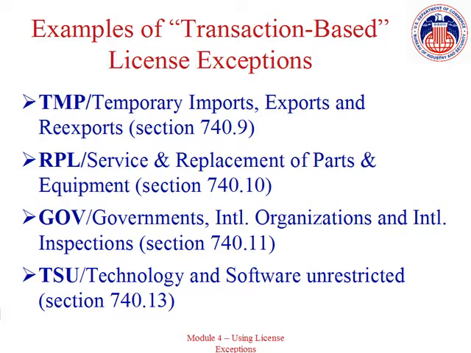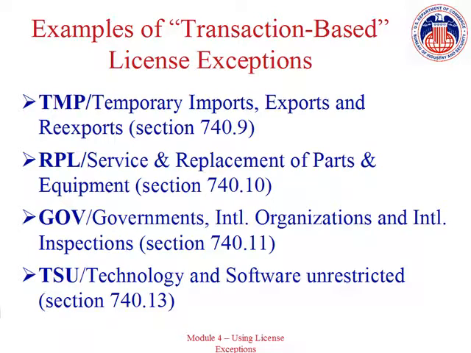Examples of transactions that may be covered by RPL include the export of one-for-one replacement parts for equipment that's been previously exported legally. The license exceptions summarized in this slide are only examples of the many transaction-based license exceptions described in Part 740 of the EAR. Each of these transaction-based examples have unique terms and conditions that must be complied with. As with all license exceptions, it's important to review the terms and conditions associated with each license exception before relying on a license exception.